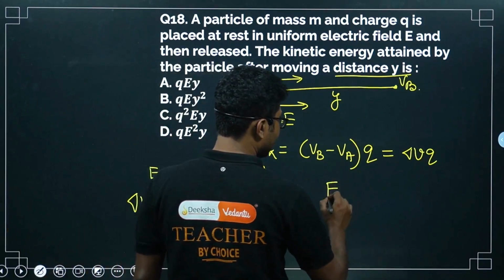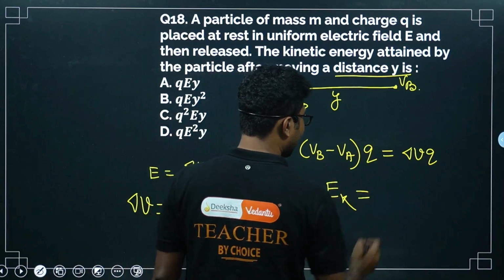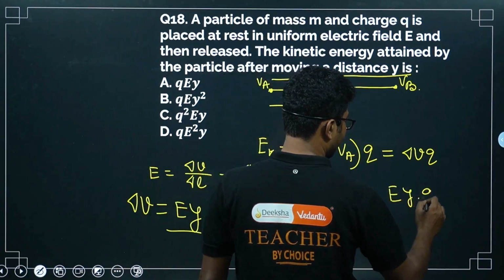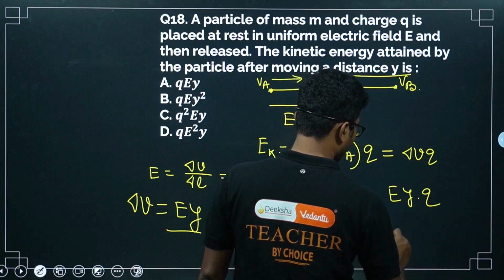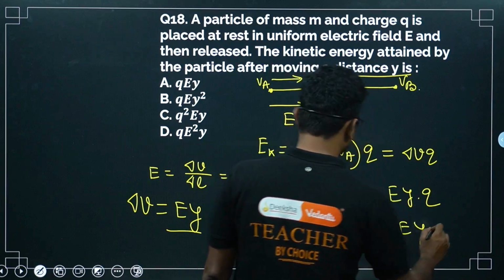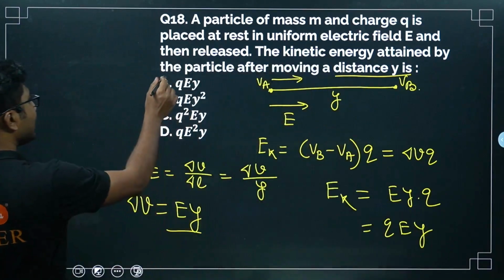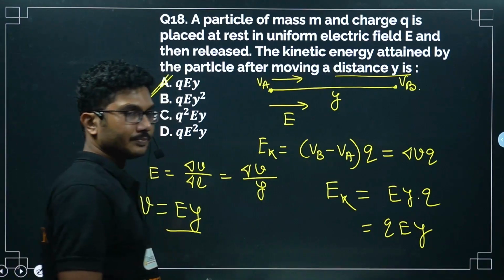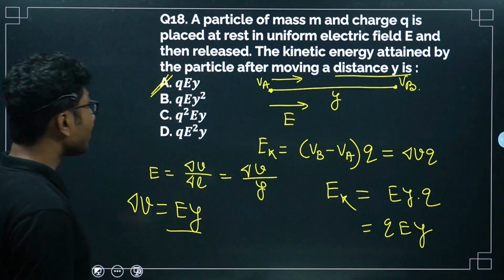So kinetic energy Ek is Ey times Q, or QEy. So QEy is the energy attained by this moving charge. Now let's move on to the next problem.